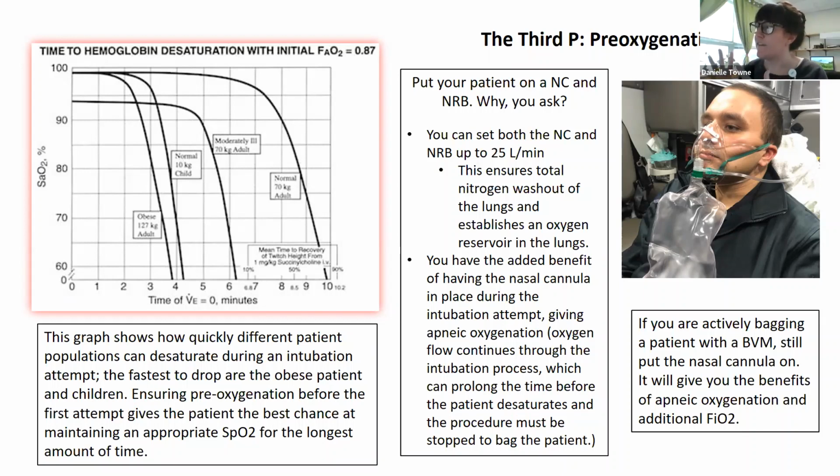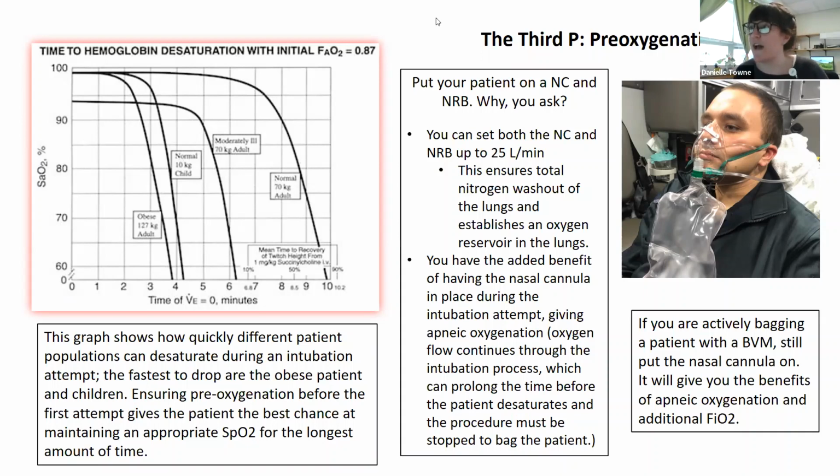And we have an additional benefit if we do this, because when we take the non-rebreather off to actually do the intubation, you can't do it through the mask, right? You take it off to do the intubation, leave the nasal cannula on. And what you're going to get is passive apneic oxygenation occurring. So that oxygen is still going to continue to flow through the intubation process, but it's going to passively oxygenate the patient, which can prolong the time before they desaturate, in which you would have to stop the procedure in order to bag them back up, is the phrase that you tend to hear, where we use a BVM to bag them to get their oxygen sats back up.